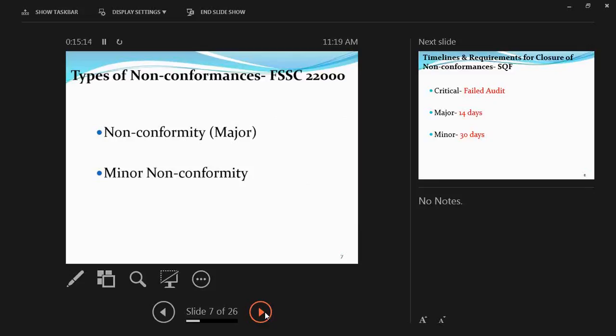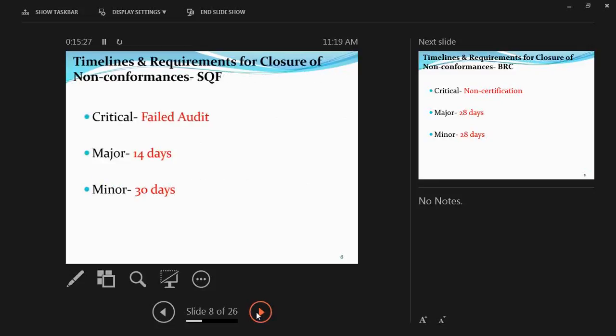Failure to resolve any food safety relevant issues in a timely manner could also lead to a major nonconformity. Okay. So these are some examples of major nonconformity. Now let's see how these standards define the timelines required for closure of nonconformities.